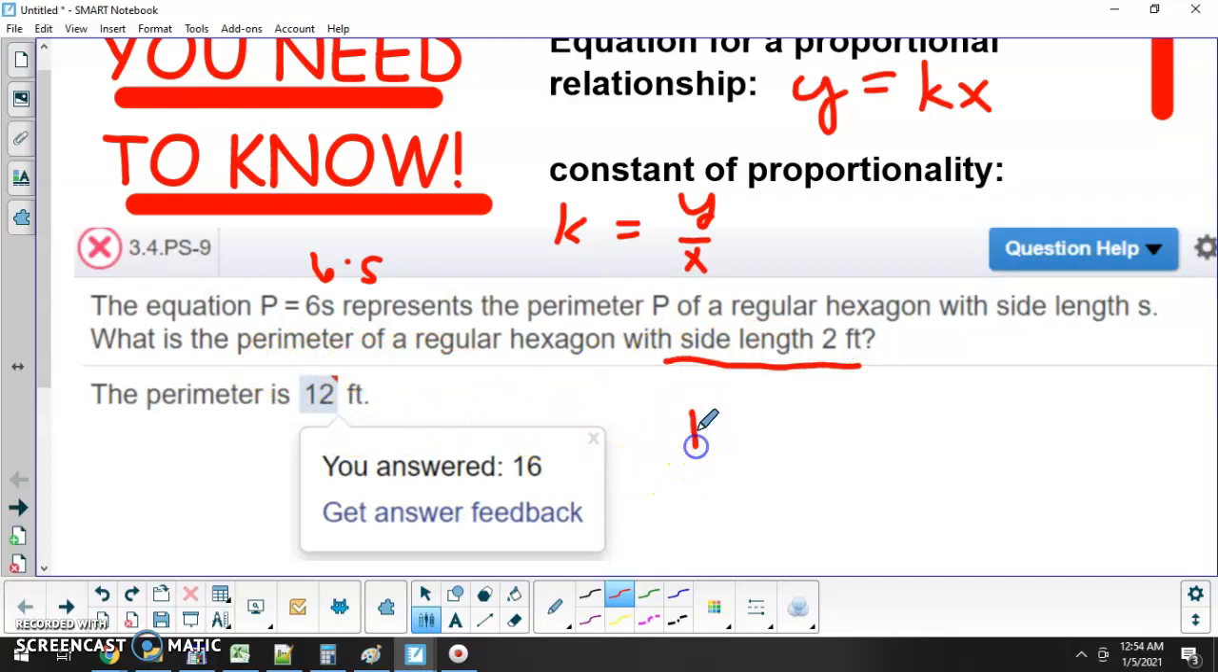All right, so really what you just need to do is take that 2 and replace the s with it, and so it would be 6 times 2. Okay, when you substitute, it's good habit to put parentheses in just in case there is some confusion with decimal points. Anyhow, 6 times 2 is 12, and make sure you label your answer 12 feet. And that's really all you got to do for this one.